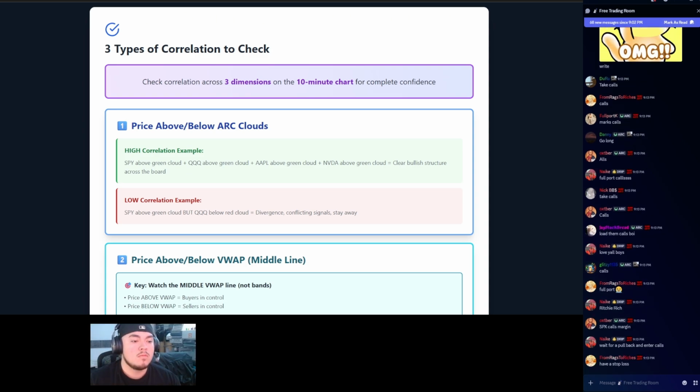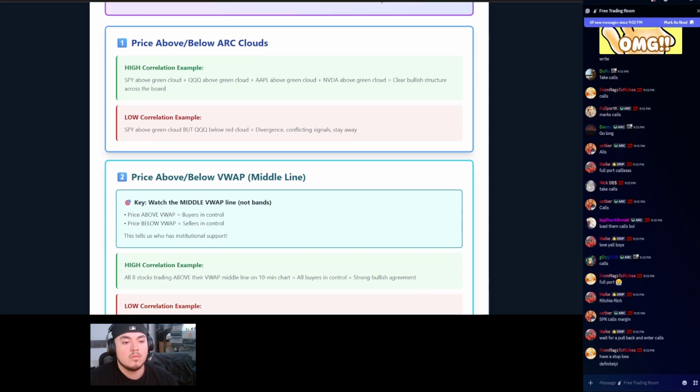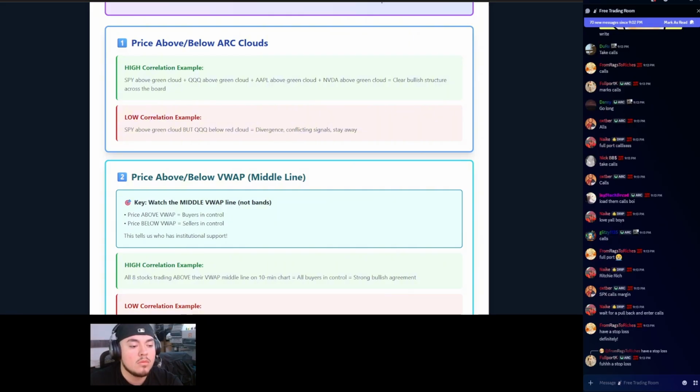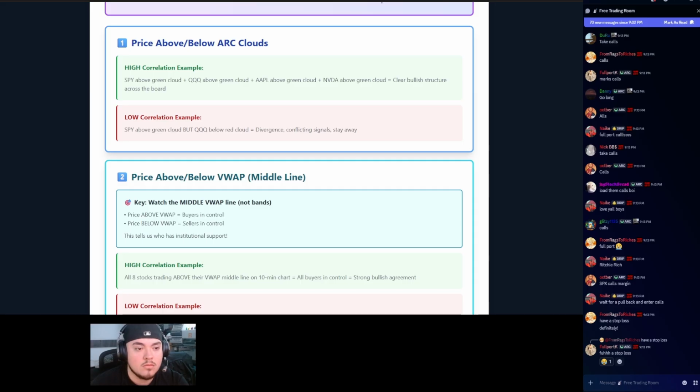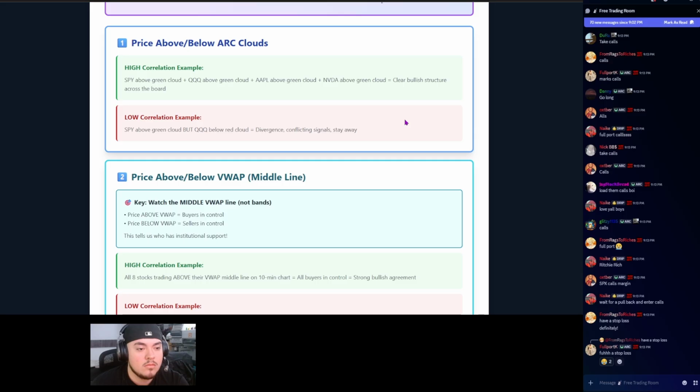A low correlation example is this, guys. Exactly, Nike. Wait for the pullback and enter calls. A low correlation example is this, guys. SPY is above the green cloud, but QQQ is below the red cloud, right? This is a clear divergence in the market. Conflicting signals is telling you to stay away, right?